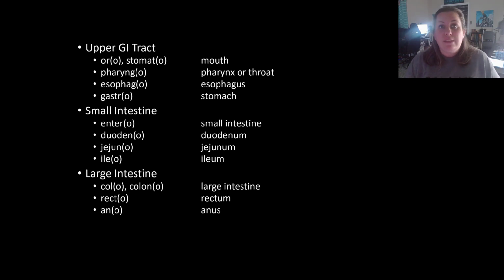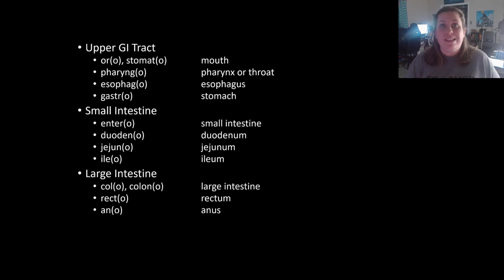We then have the small intestine, and the small intestine is going to be where most of the absorption takes place for our nutrients. Digestion is occurring too, but it's mostly the absorption. So you have intero, which is going to be the small intestine. Duodeno is going to be talking about the duodenum. It's a particular part of the small intestine, and it's the first part that's connected to the stomach.